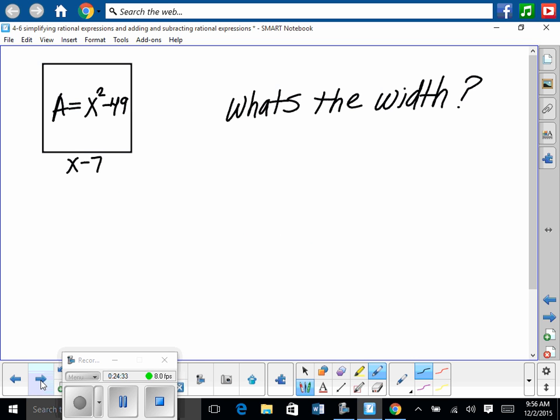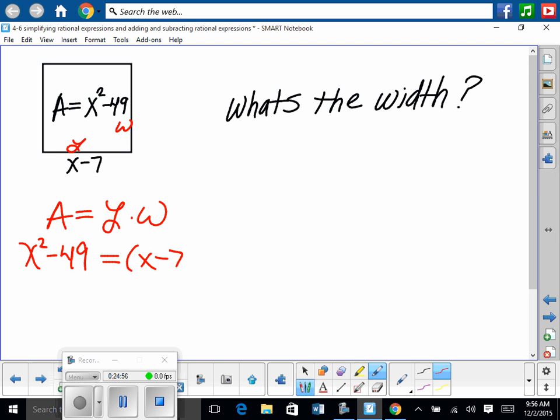It says, what is the width? This is more like what you'd see on an end of level. So we're given the area, we're given the length. We want to know the width. So let's think about it. Isn't area equal to length times width? Right? Let's plug it in. Area is x squared minus 49. So we have x squared minus 49 equal to the length, which is x minus 7, times the width. Now to solve for width, wouldn't we just divide both sides by x minus 7?